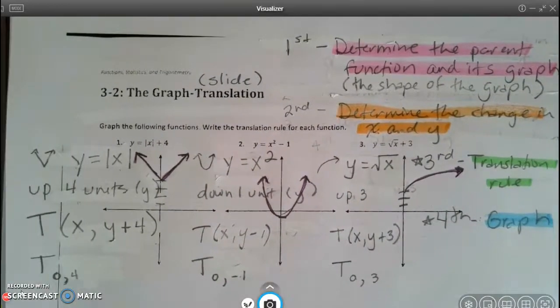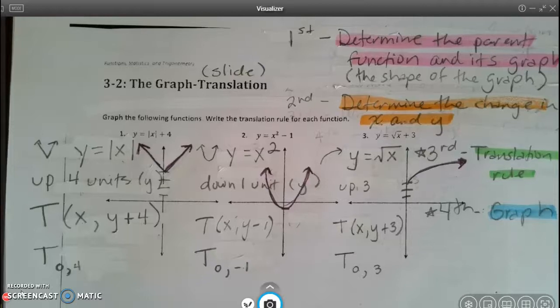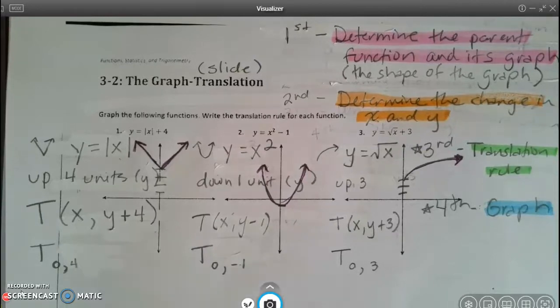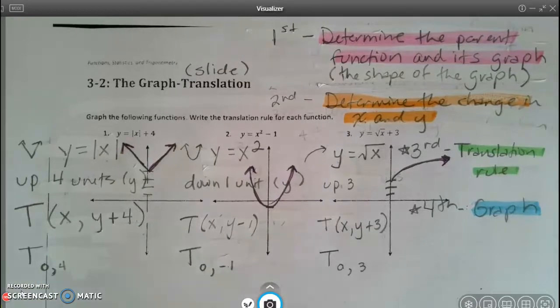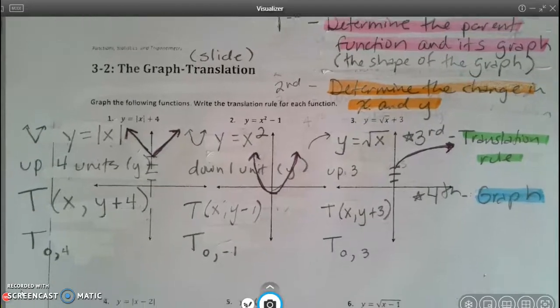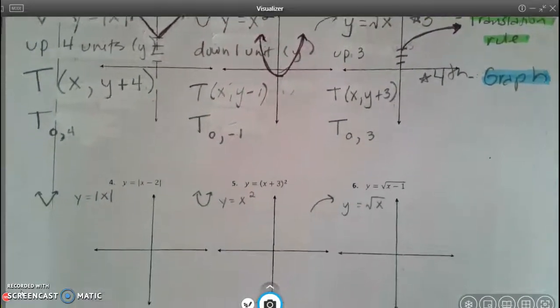So I just wanted to show you that there's two different ways to write those translation rules, either in this ordered pair format or this subscript format. Both of them, though, begin with the capital letter T. All right, so we've got our 4 steps, and we've got our 2 different ways of writing our translation rules. Let's go down to 4, 5, and 6.